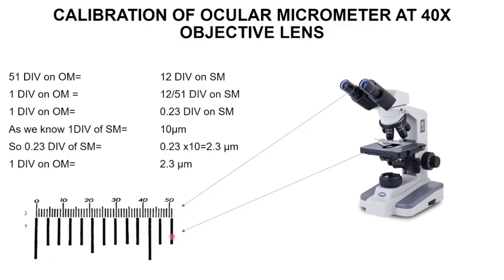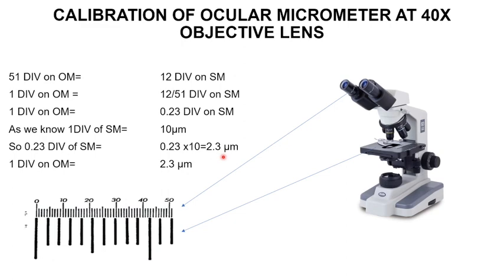These are the total 12 divisions on stage micrometer that are equal to the 51 divisions of ocular micrometer. So 51 divisions on ocular micrometer are equal to 12 divisions on stage micrometer. So 1 division on ocular micrometer will be equal to 0.23 division on stage micrometer. And if 1 division of stage micrometer is equal to 10 micrometer, then 0.23 divisions of stage micrometer, which we will obtain by multiplying this value with the 10 micrometer, is 2.3 micrometer.